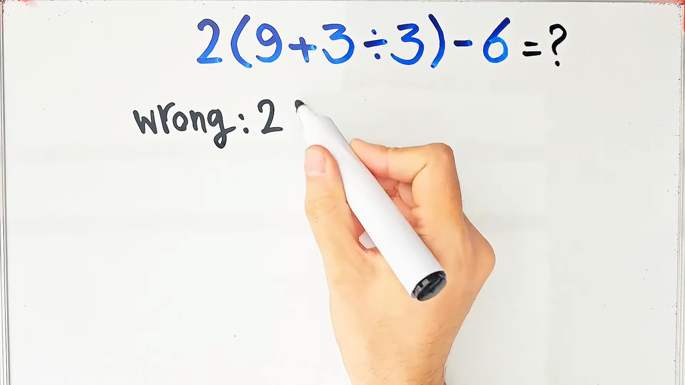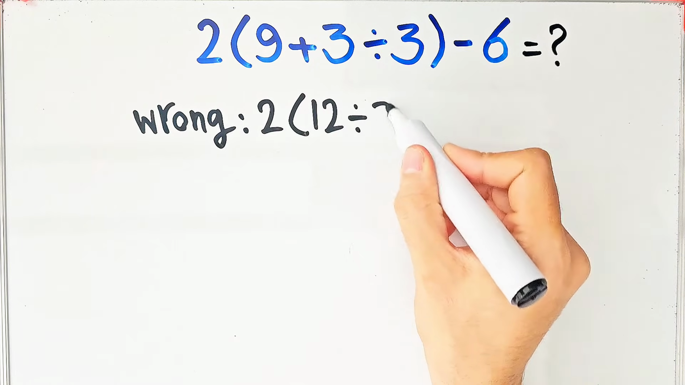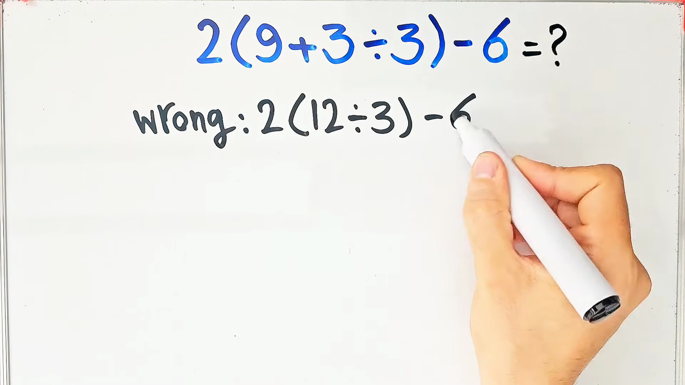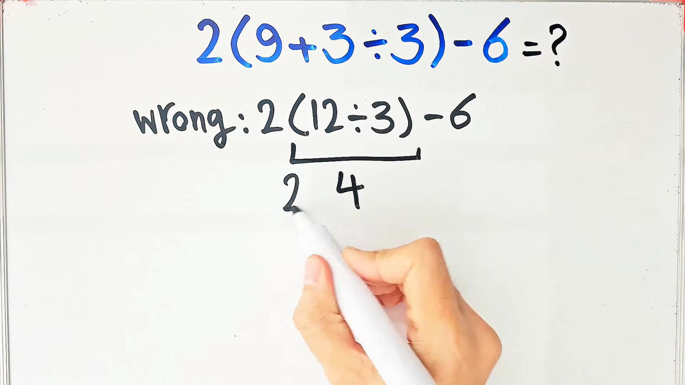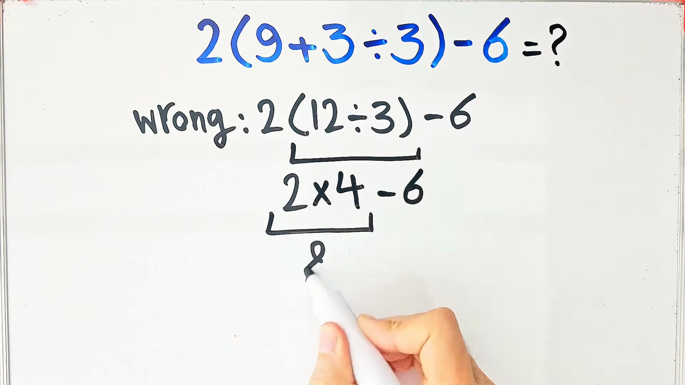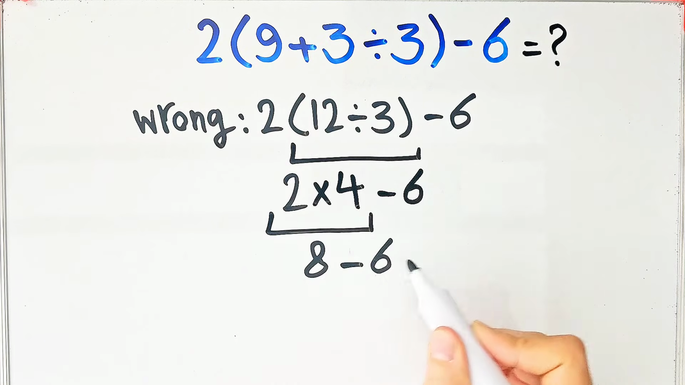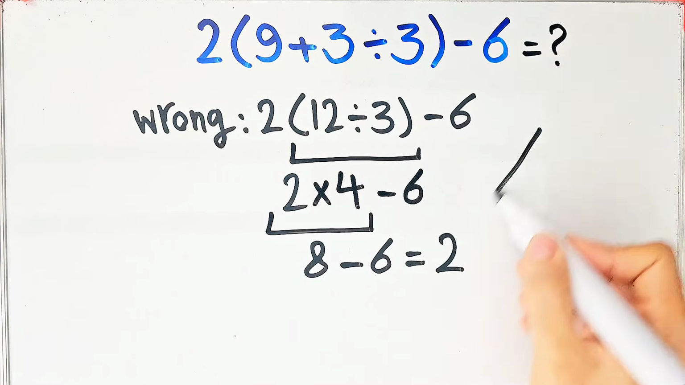2 times 9 plus 3, which equals 12, then divided by 3, then minus 6. After that, they simplify these parentheses. 12 divided by 3 equals 4. 2 times 4, then minus 6. 2 times 4 equals 8, and 8 minus 6 equals 2. But this answer is definitely wrong.